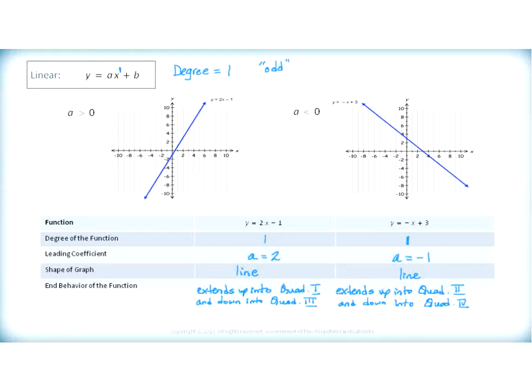This will be true for all functions. When the leading coefficient is greater than 0, the graph will always extend up into quadrant 1. No matter what function you are working with, when the leading coefficient is less than 0, the function will always extend into quadrant 4. It's important to remember that.